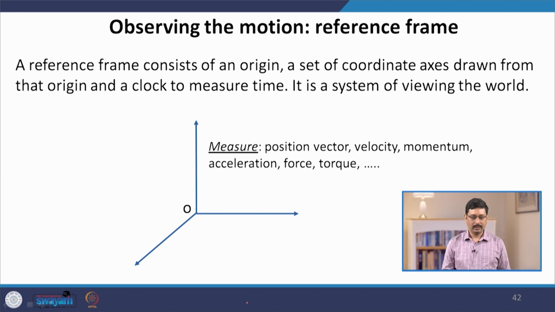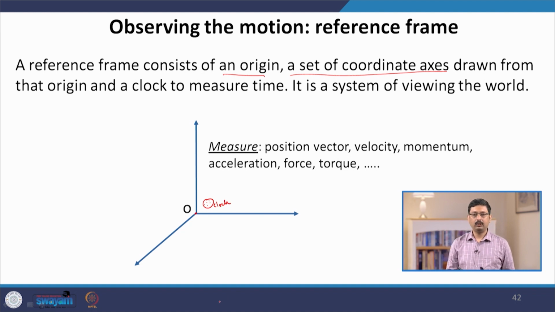Now, what is a reference frame? Very simply speaking, a reference frame is nothing but an origin, a set of coordinate axes drawn from that origin, and a clock. For example, in this picture this is the origin from which we have taken a set of coordinate axes. These are Cartesian coordinates. At this point it does not matter which one is x, y, z. And you must have a clock, to measure the time.